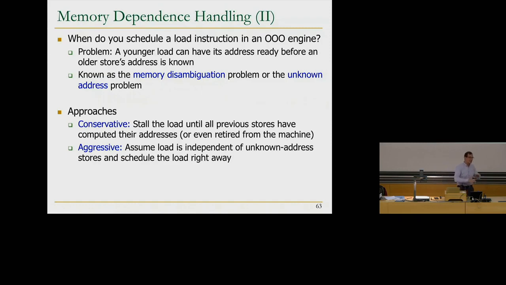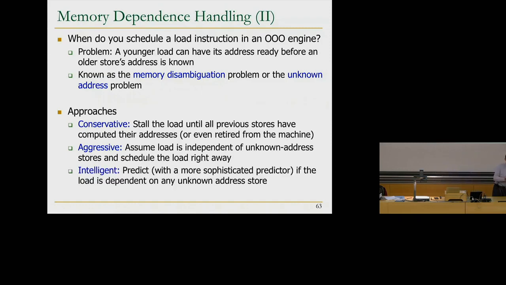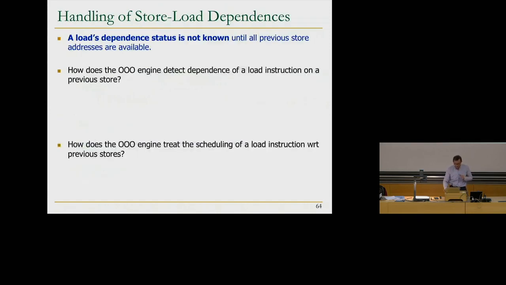Okay, there's also an intelligent approach, which pretty much all existing machines employ, which is essentially more intelligent, as I said. You predict with a more sophisticated predictor whether the load is dependent on any unknown-address store. Okay, so let's take a look at this a little bit more. As I said, a load's dependence status is not known until all previous store addresses are available. There are two questions, actually. One is, how do you detect the dependence of a load instruction on a previous store?